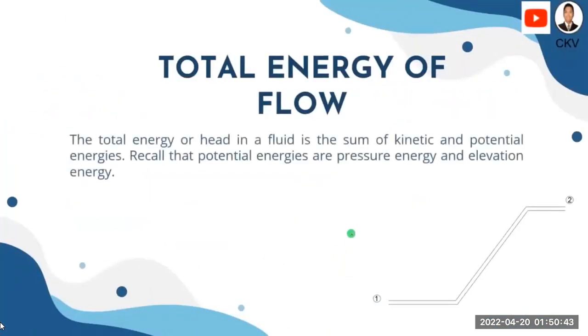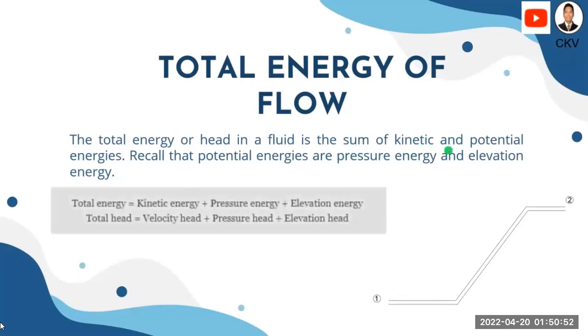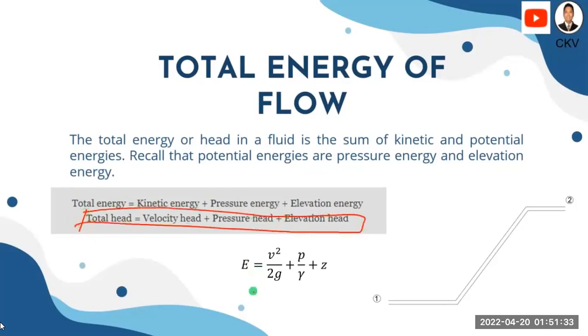Okay, so combining all the energies present on a section of a pipe, the total energy or head in a fluid is just the sum of the kinetic and potential energy. So again, potential energies are pressure energy and elevation energy. So combining the two, the kinetic and potential energy, we have the sum of kinetic energy plus pressure energy and the elevation energy. So if we are going to compute the total head, just add the velocity head, the pressure head, and the elevation head. So usually if we are required to determine the total energy, it is referring to the total head. That's why we have an equation here for the total energy, which is V squared over 2g, the velocity head, P over gamma, the pressure head, and z as the elevation head. So our total energy here is expressed in meters.